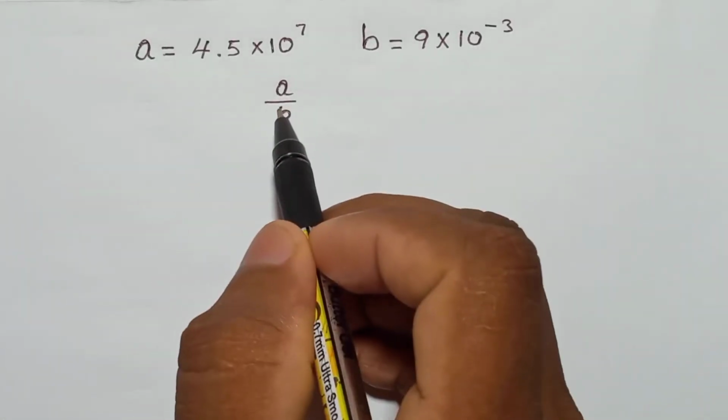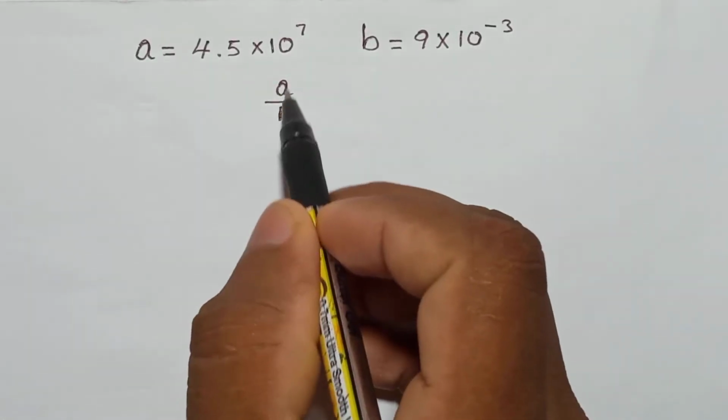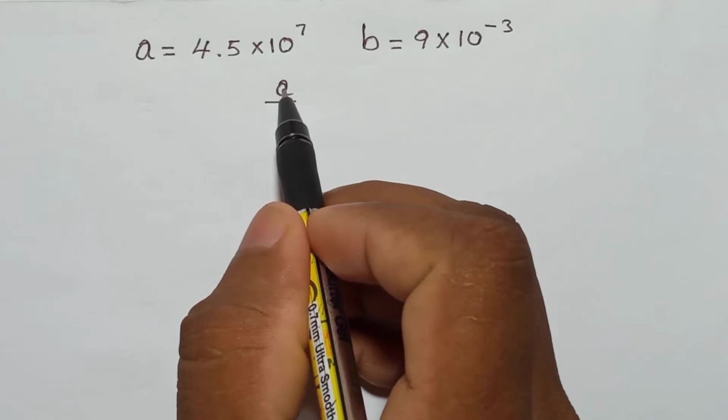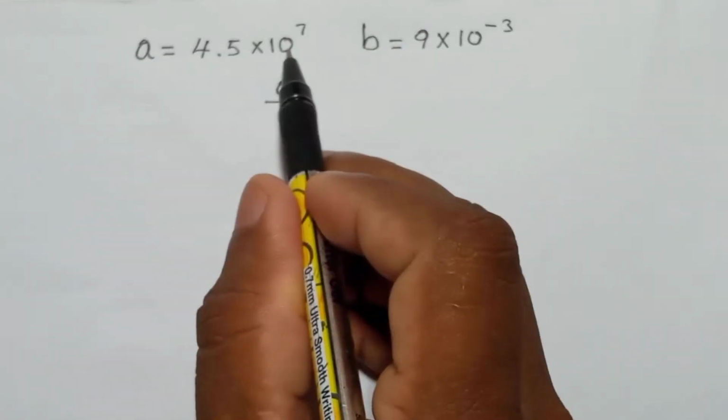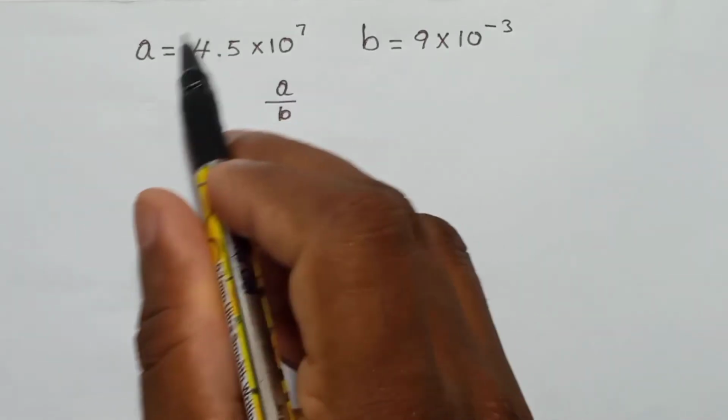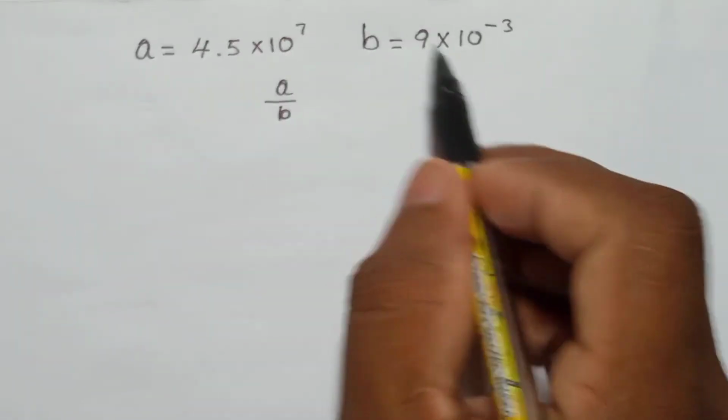Now here we need to find the value of a over b, no? A over b. So a I will replace with this. They tell us a equals this. So that means this is a standard form number. This is also a standard form.